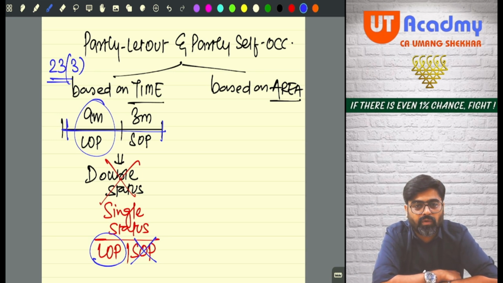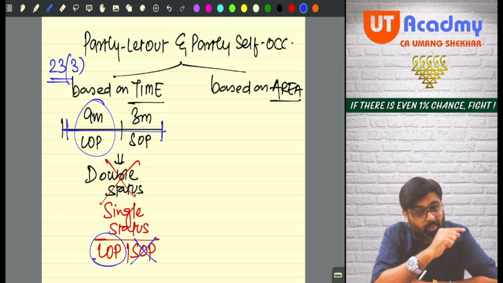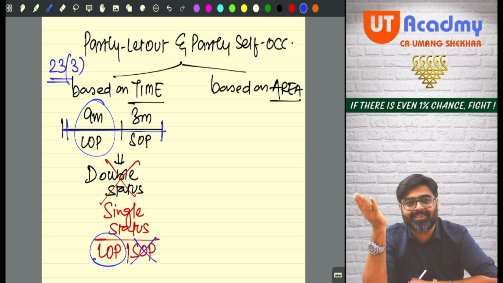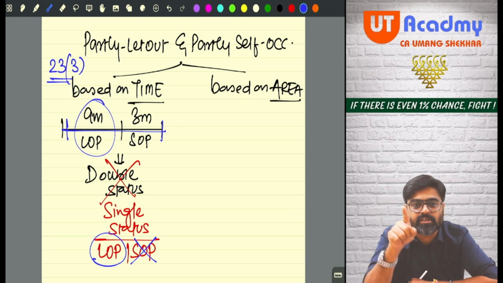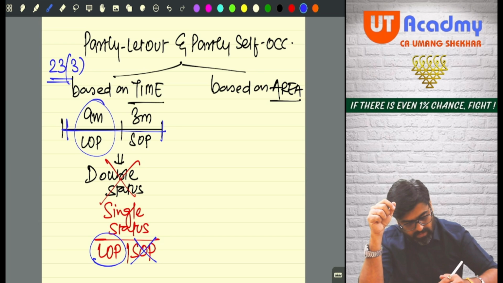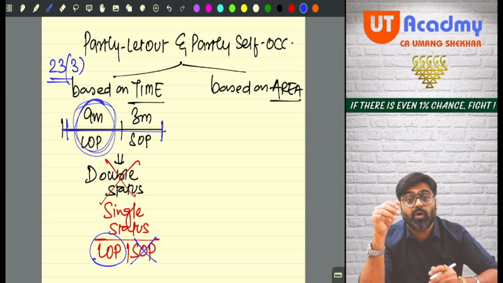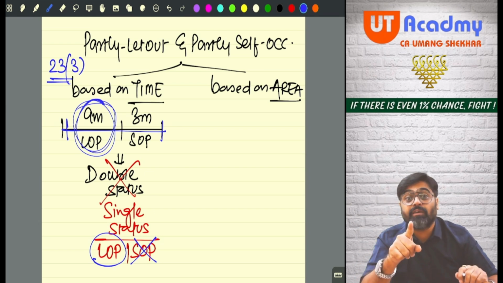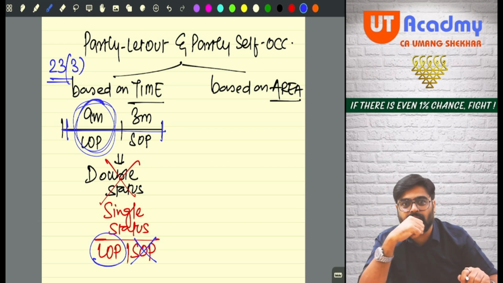Listen to me very carefully. Is there any vacancy in the property? No, Akshaya. 3 months you are occupying, self-occupied, and 9 months some other person occupying. There is no vacancy. If there is no vacancy, what you do? Actual rent or expected rent, which will be for 12 months, whichever is higher, that you will take as GAV.